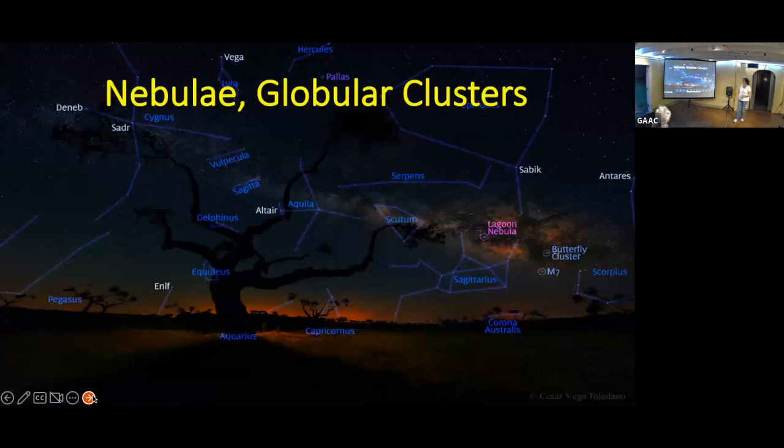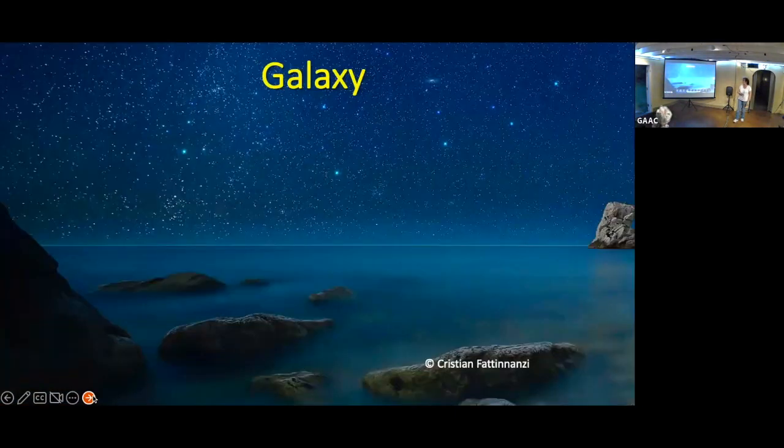And if it's really, really dark, you can see nebulae, globular clusters like M7 and the butterfly cluster. And you can also see one galaxy with the naked eye. If you look closely, you can see it here. Yeah, there it is. And it has to be very dark in order to see that.